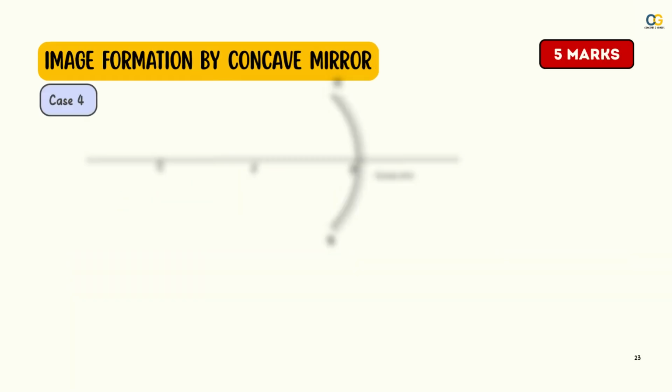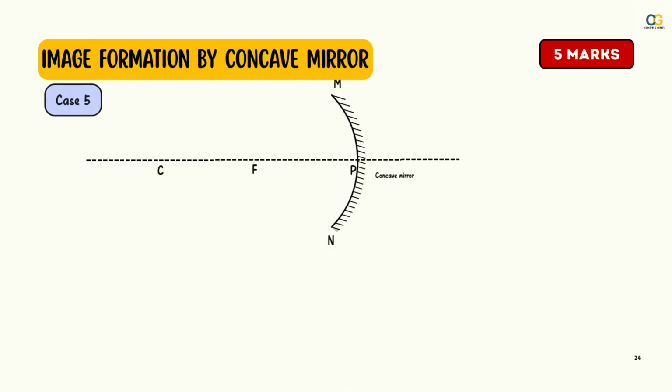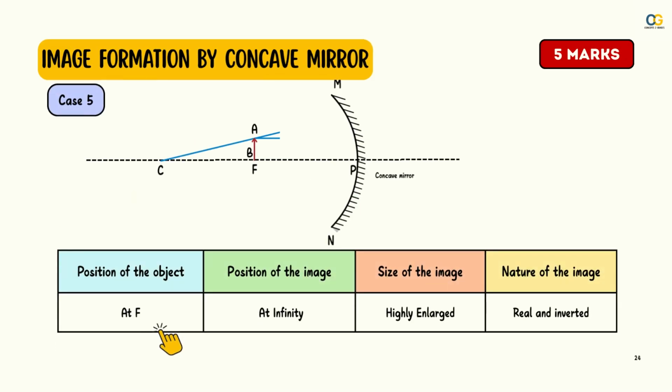inverted. Case 4. Bringing the object between C and F, the image will be beyond C. The size will be enlarged. The nature will be real and inverted. Bringing it further closer to focus, the image will be at infinity, highly enlarged, real and inverted.